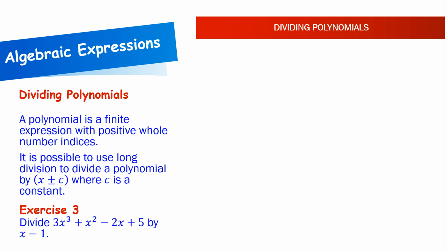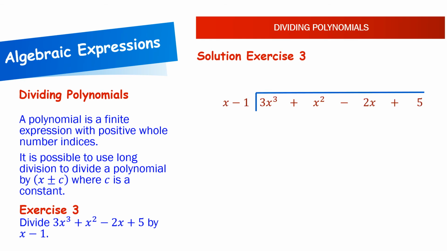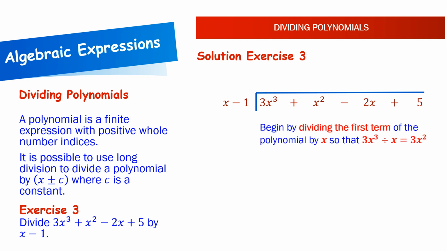Now for exercise 3. Divide 3x cubed plus x squared minus 2x plus 5 by x minus 1. Pause the video and have a go. Press play when you're ready to view the solution. So let's solve this. Set out the problem as shown. Again, begin by dividing the first term of the polynomial by x, so that 3x cubed divided by x equals 3x squared. And position the 3x squared here.